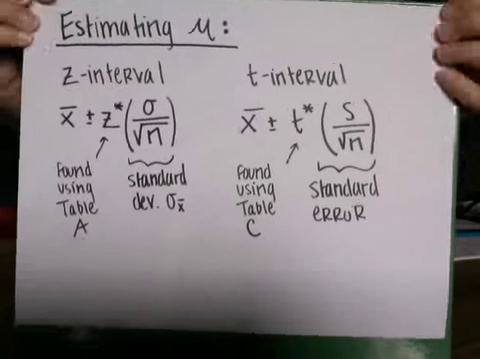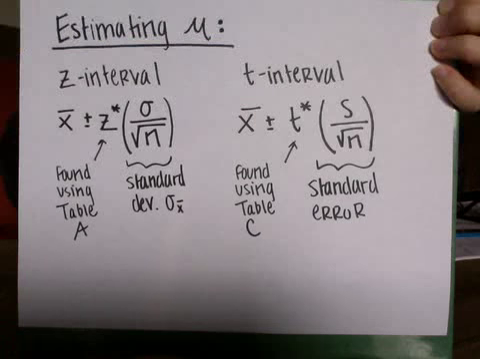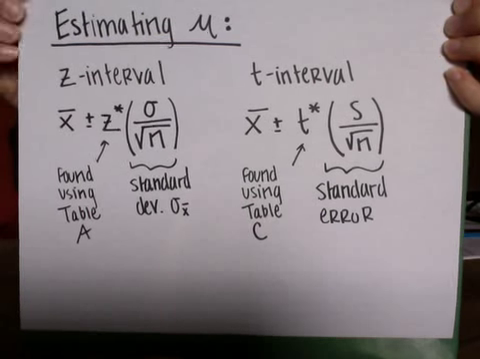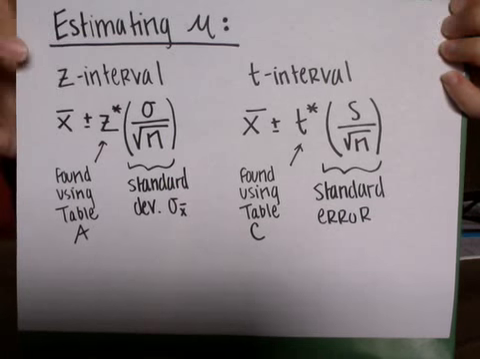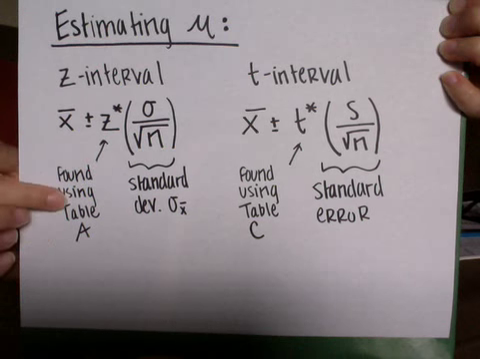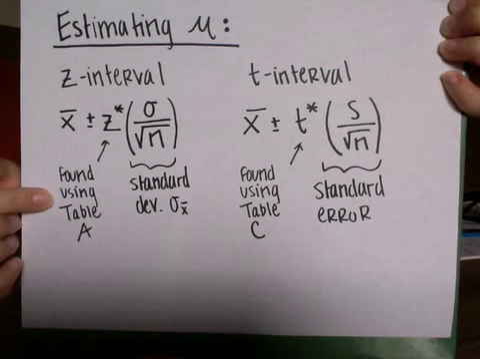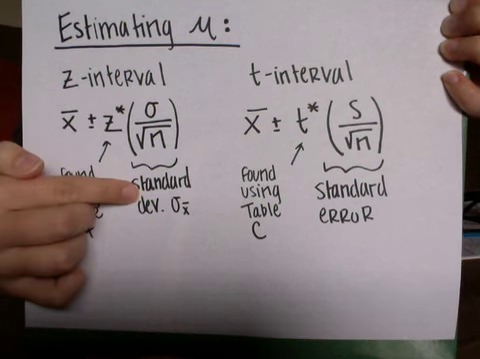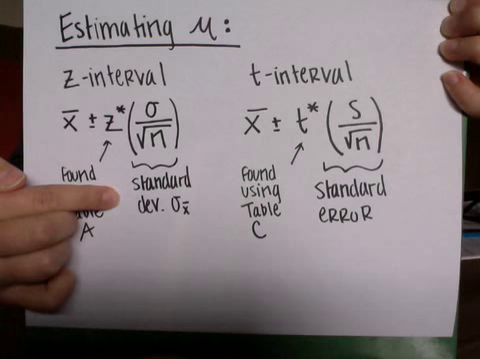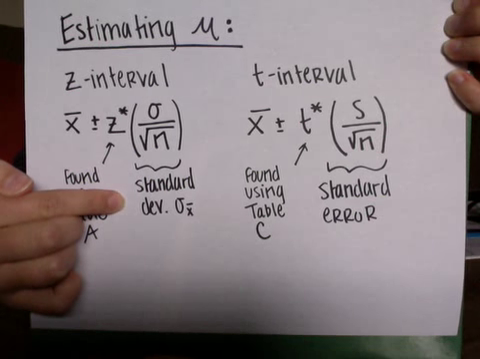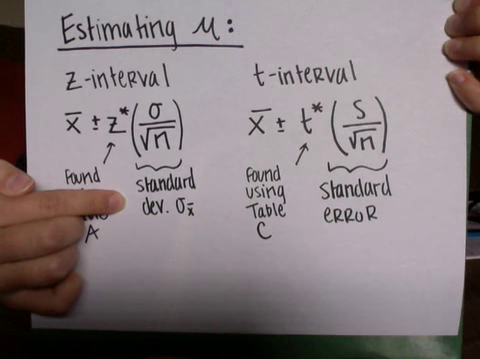Now I created this little chart just to show you the real differences between the two. Once again, you're going to notice the general format is the exact same. We have our z-interval over here. Critical value for z is found using table A, like we've done since chapter 2. And notice this is the formula for standard deviation of our sampling distribution like we did previously in chapter 9.